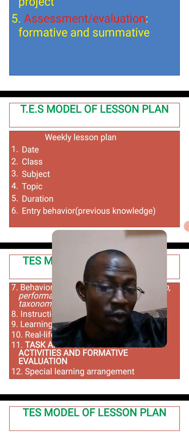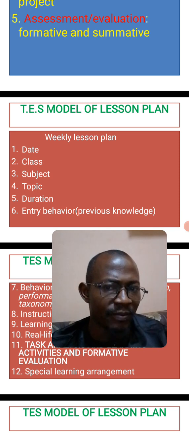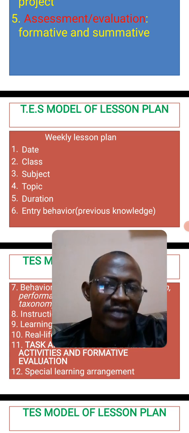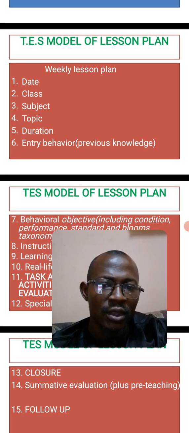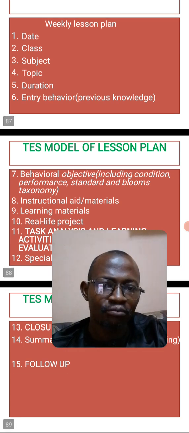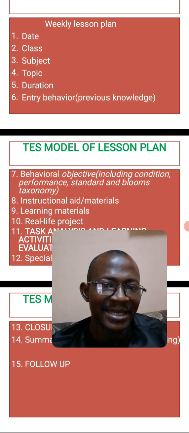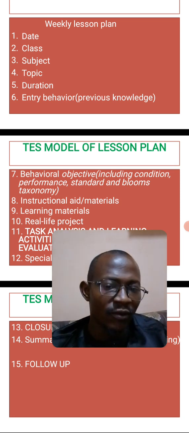For a weekly lesson plan, we've made that distinction from a daily lesson plan. So you have your date, your class, subject, then the topic. Then you have your duration. After that, you have the entry behavior, or what you call previous knowledge. Then you now have the behavioral objective, which includes condition, performance standard, and the level of Bloom's taxonomy to guide, so that we should know what level of objective this is.